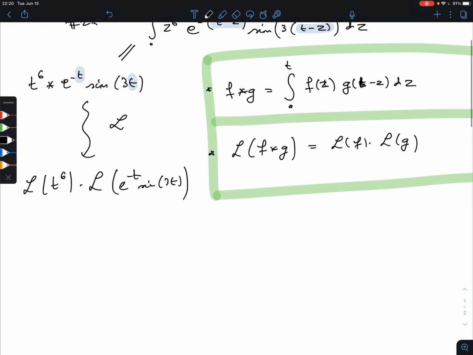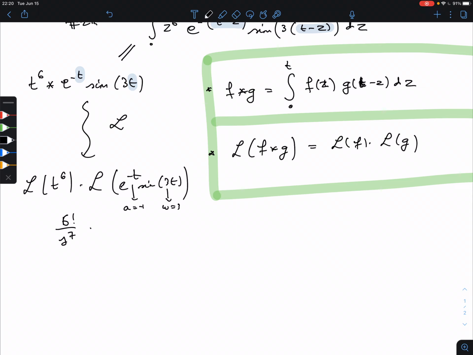Great. Now, each of these is actually something that is in the tables, but let's try to just memorize them. T to the power 6 will be 1 over s to the power 1 higher, 7, but you have to multiply it with the factorial of the original power, 6 factorial. What is this guy? Well, the e is a shift in s. So let's analyze a little bit. We have an omega that is 3 here, and an a. What is a here? Minus 1, right?